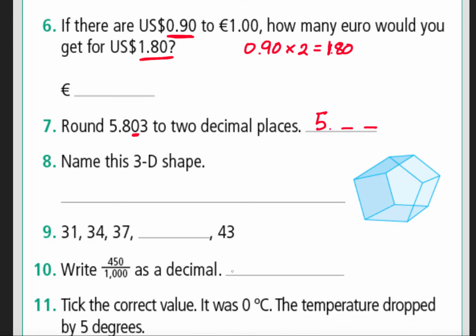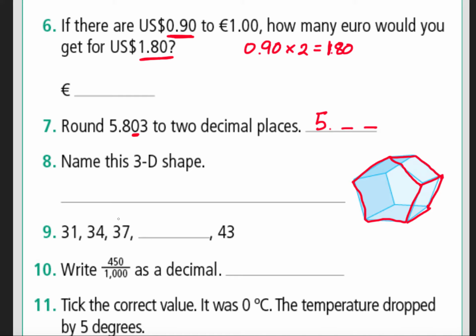Number 8, we have to name this 3D shape. Now if you notice, on the front face, it's the shape of a pentagon. And I gave you a fancy word, and I showed you on the computer before. If we extrude, and extrude is the fancy word, if we extrude a 2D shape, we get a prism. So this shape is going to be, we put pentagon and prism together, and we end up with it.